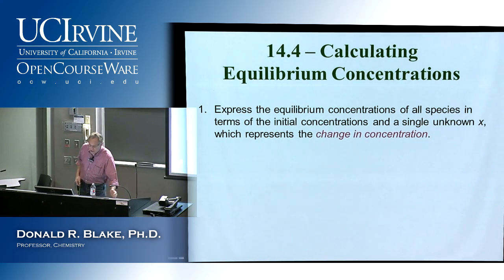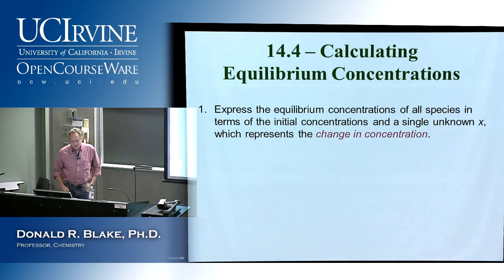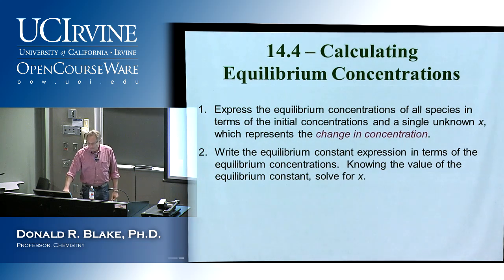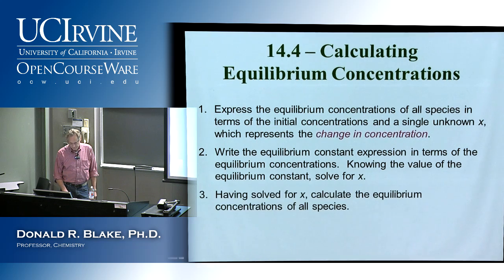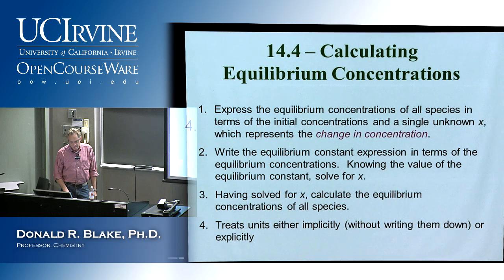These notes were posted yesterday. Express the equilibrium concentrations of all species in terms of the initial concentration and a single unknown X, which represents the change in concentration. Write the equilibrium constant expression in terms of equilibrium concentrations. Knowing the value of the equilibrium constant, solve for X. Having solved for X, calculate the equilibrium concentration for all species, and then treat units. I don't care about units. Okay, this is the one time that I'm happy with just a number.